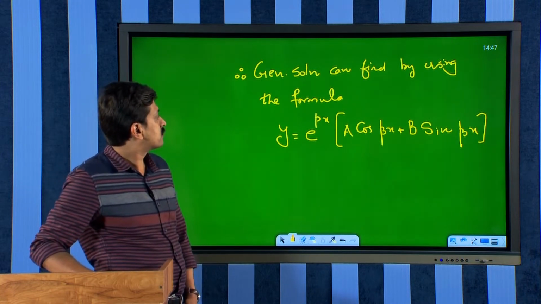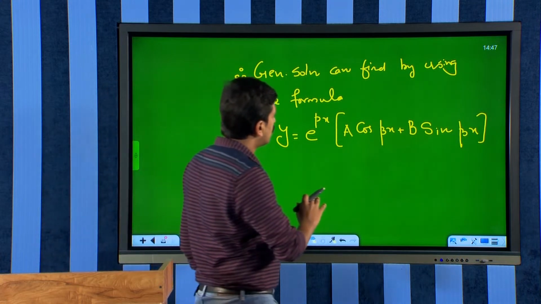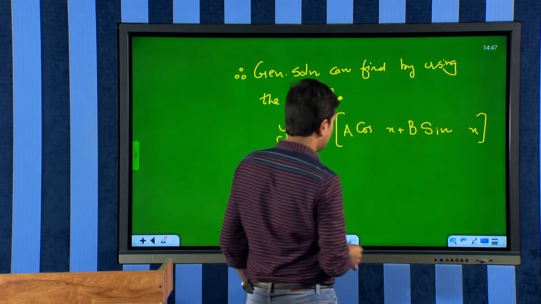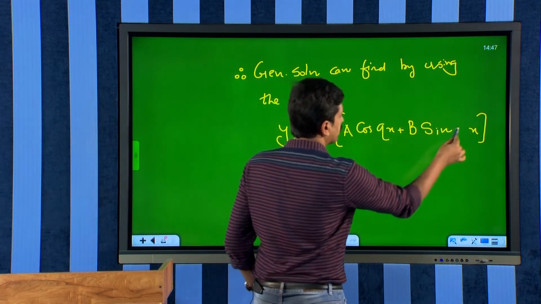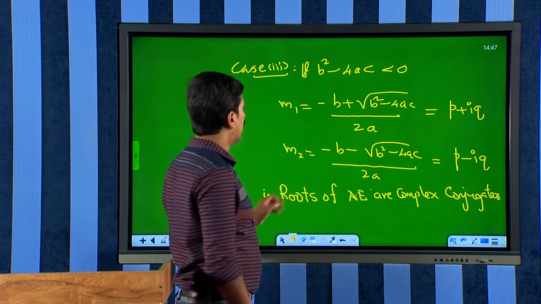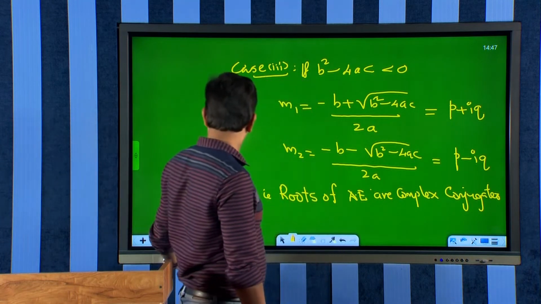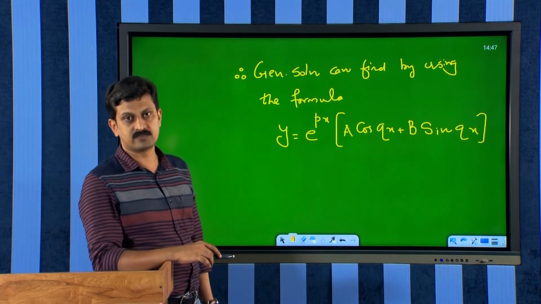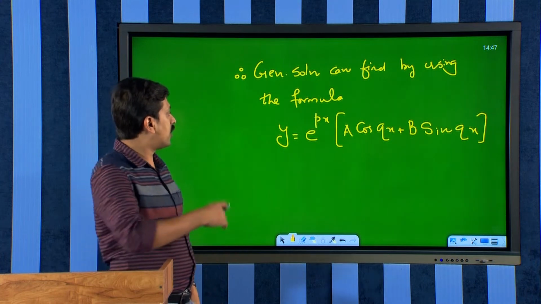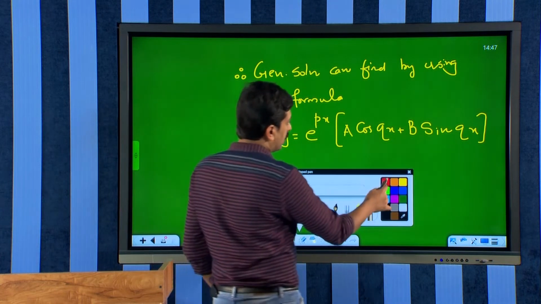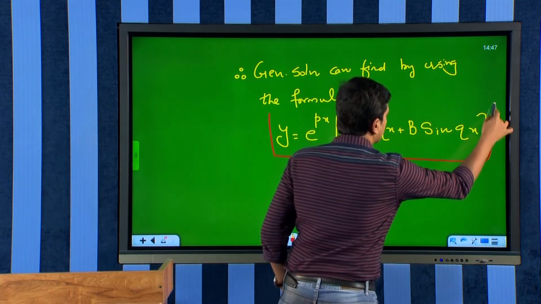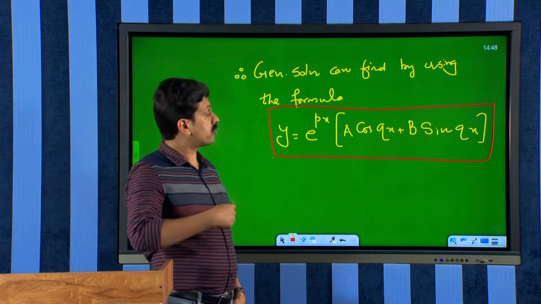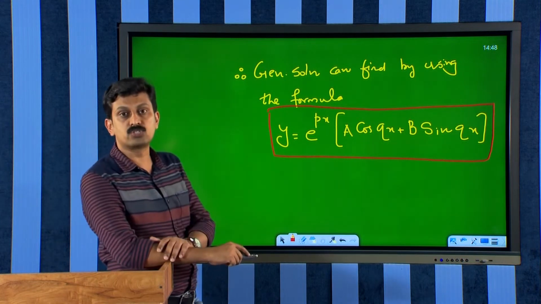Sorry, there is a mistake that I had done here. Instead of beta we use qx. We already used here p plus iq, because p plus iq, e raised to px into a cos qx plus b sin qx is there. Okay, fine. Now, this is the general solution for the linear differential equation with constant coefficients if b square minus 4ac is less than 0.